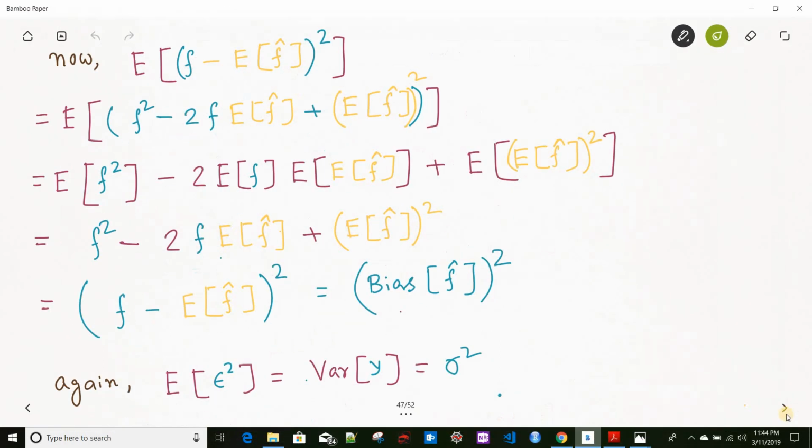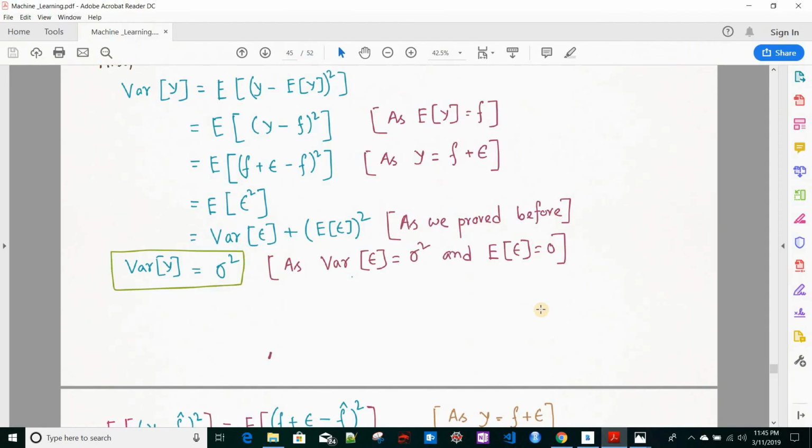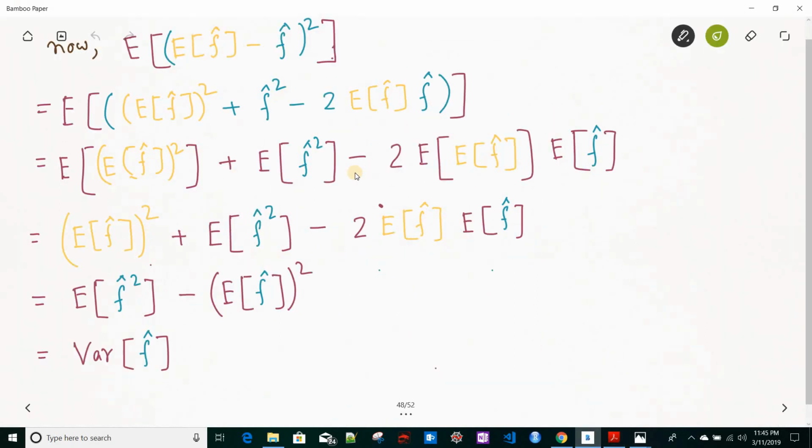Okay, so let's talk about the third term over here, expected value of f bar minus f bar, squared, right? Similarly, we are just expanding the square over here, then distributing the expected value. Now by applying a similar concept, I can write this directly as expected value of f bar squared.